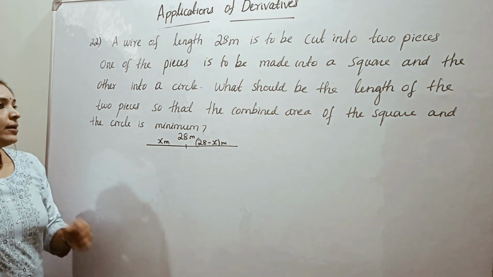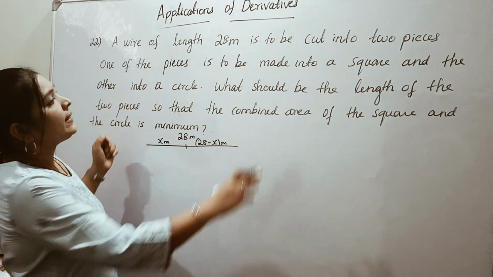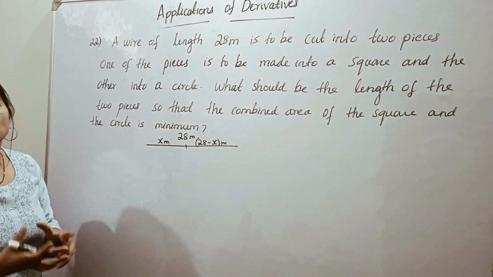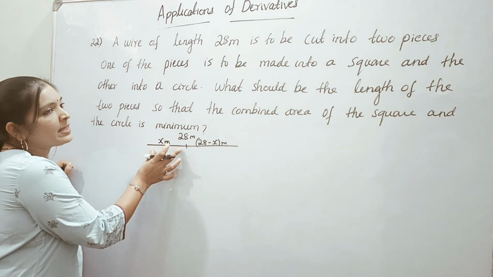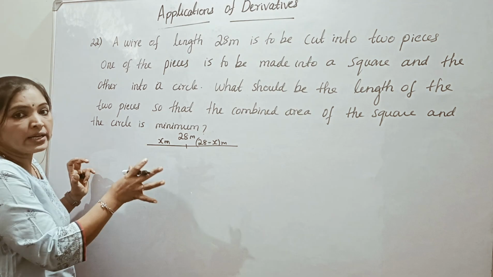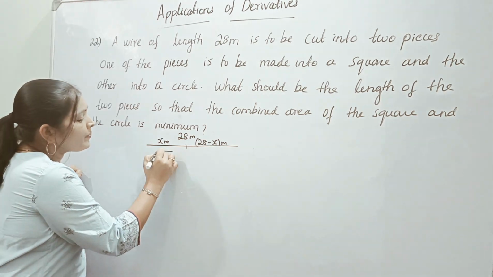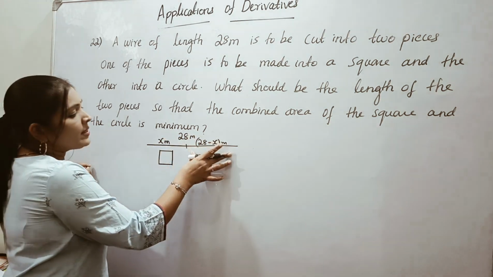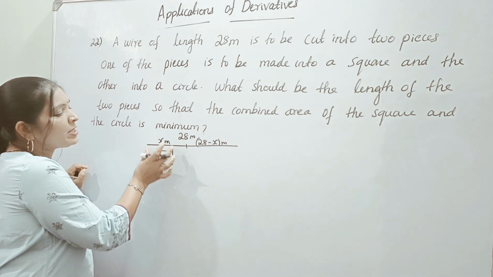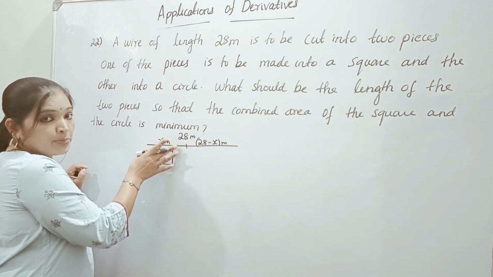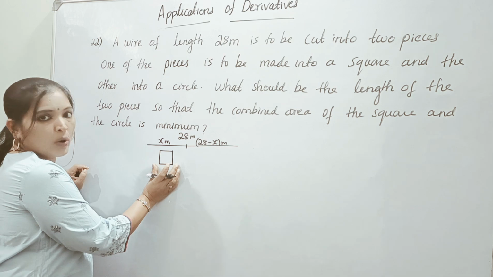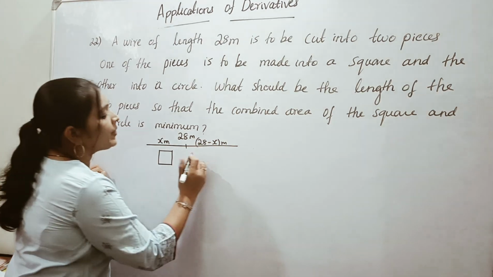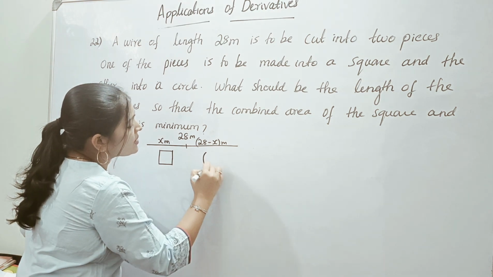Then here it is said, one of the pieces is to be made into a square. Suppose this x meter length of wire is to be made into a square, or you can take circle, whatever. Here I am supposing this x meter length of wire is made into a square and this 28 minus x meter wire is made into the circle.